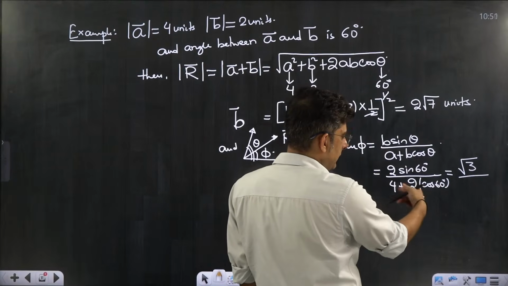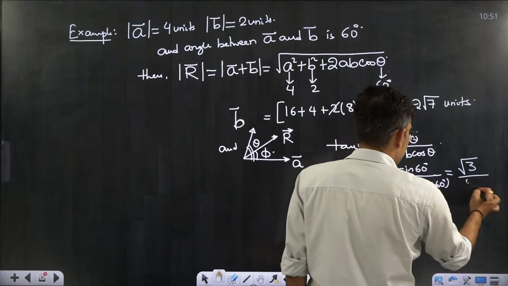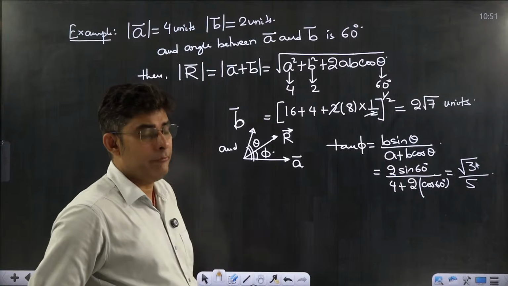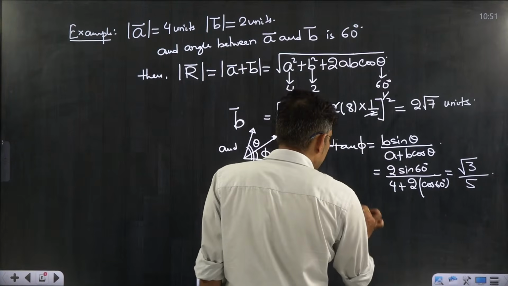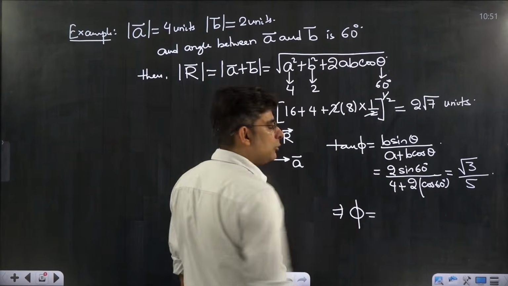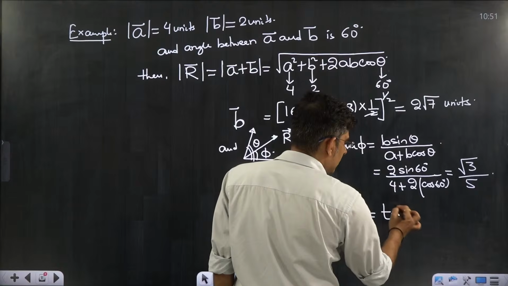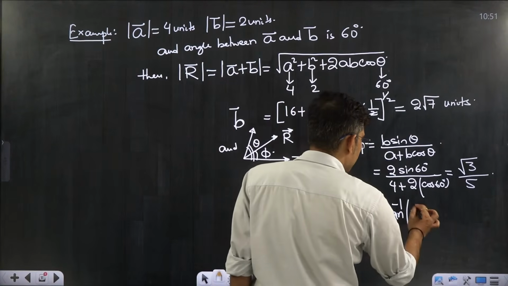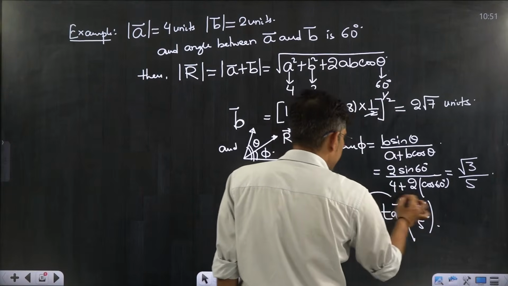Cos 60 is 1 by 2, which cancels, so 4 plus 1 is 5. Tan phi is root 3 by 5. When you don't know any value, there is a mathematical way of writing it. If tan phi is root 3 by 5, we write it using the inverse. We simply show it like this: tan to the power minus 1, tan inverse of root 3 by 5. You can end your answer in this particular way.